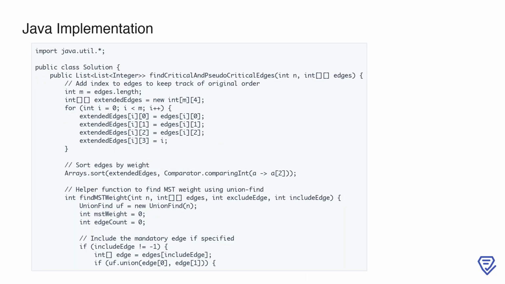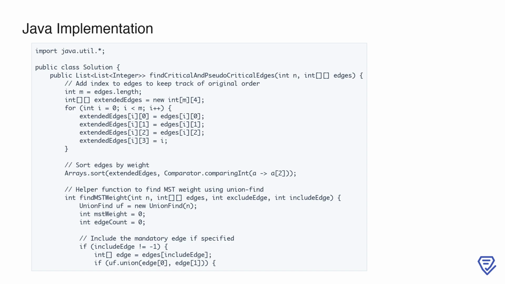Here, we start by importing the necessary packages and defining our solution class. The main method we're implementing is find critical and pseudo-critical edges, which accepts the number of nodes n and the list of edges, and returns two lists, one for critical edges and another for pseudo-critical edges. To begin, we add an index to each edge to track their original order since we'll be sorting them later. We then create a new array, extended edges, to store this additional information.